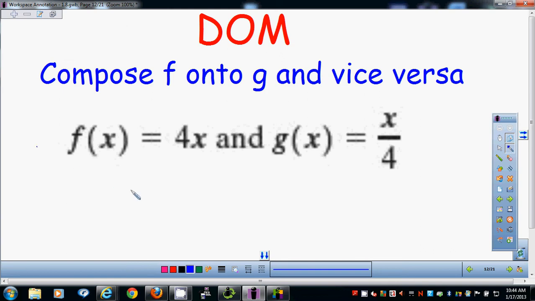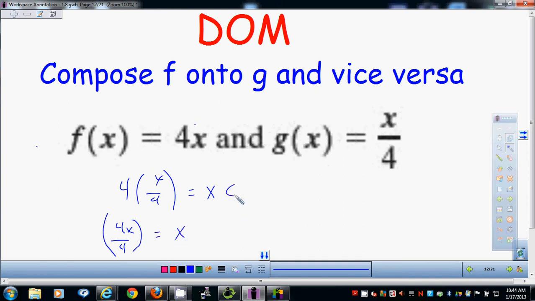f of g was 4 times x minus 4, or, yeah. What's going to happen here? Yeah, that 4 is canceled. It's going to be x. g of f would have been 4x over 4 when you plug g, or excuse me, f into g. I guess I did them in the backwards order. But that's still going to be x.